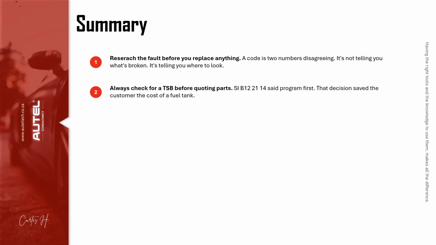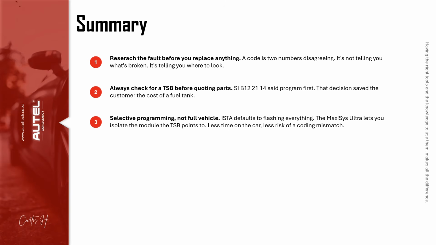This is how you can actually increase your programming events, by just checking for TSBs when you get an error code. Next, selective programming, not the full vehicle. When you look at ISTA's repair information, it tells you to flash everything, because that's what their software does. One of the value propositions of the MaxiSys Ultra is that it lets you isolate the module and just program that one, which is less of a risk.